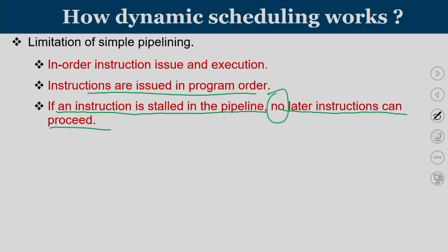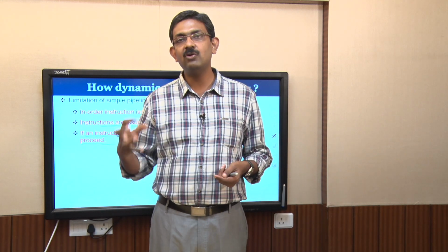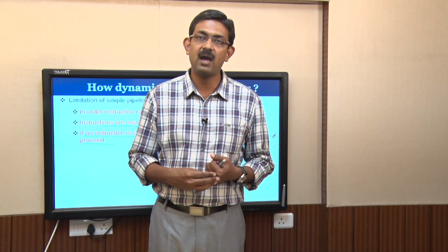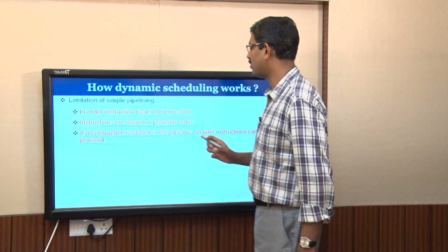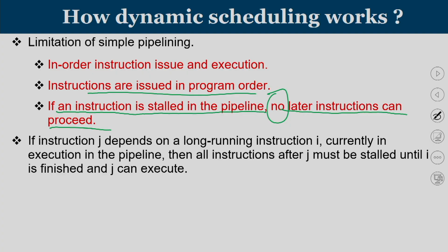So if I have the 10th instruction that is going to have a stall because of a data dependency, then even though the 11th or 12th instruction does not have any dependency issues, they are prevented. This is the problem of an in-order pipeline. So if instruction J depends on a long-running instruction I currently in execution in the pipeline, then all instructions after J must be stalled until I is finished, and only then can J execute.